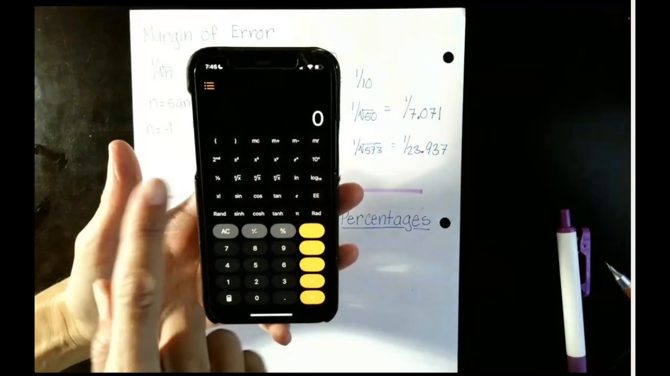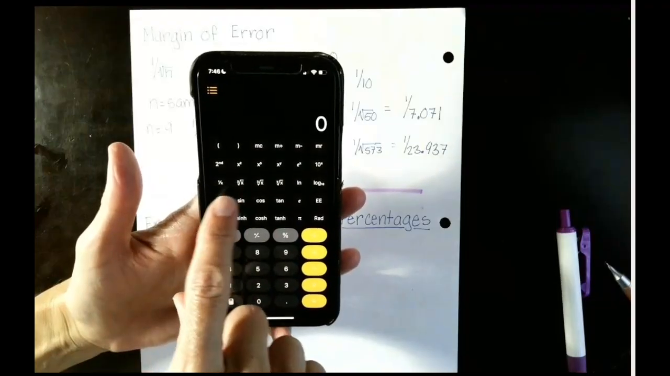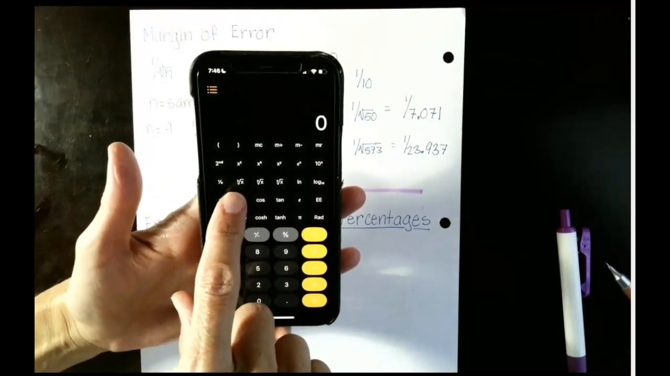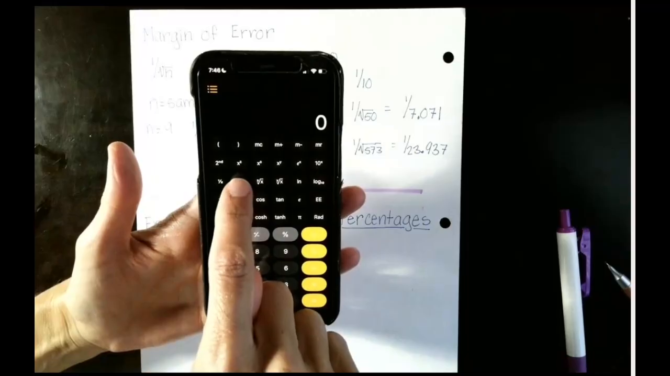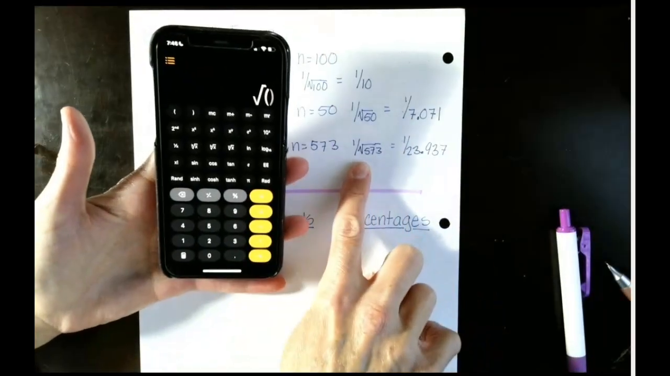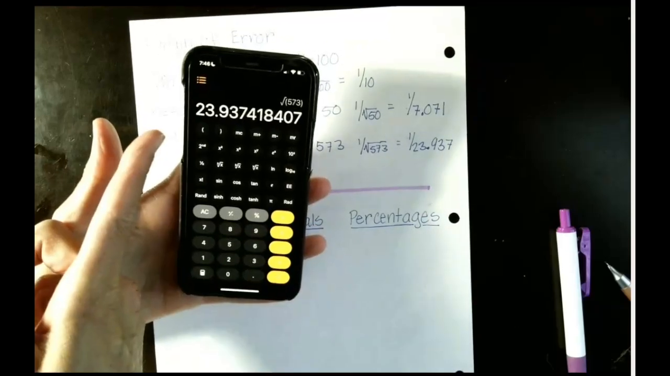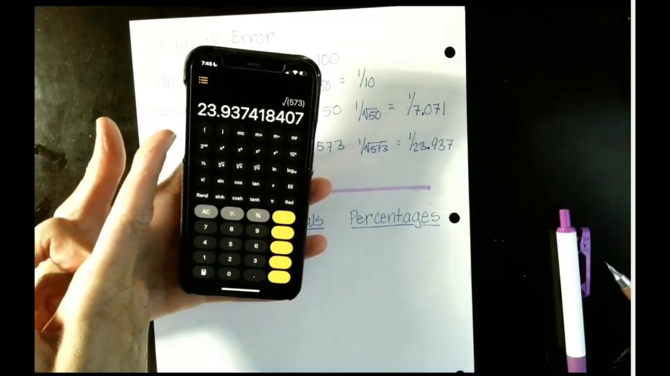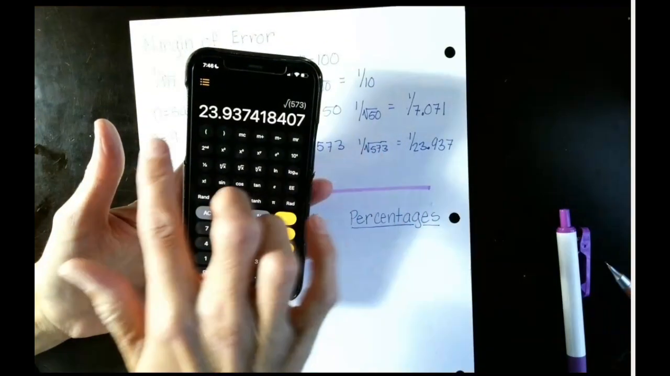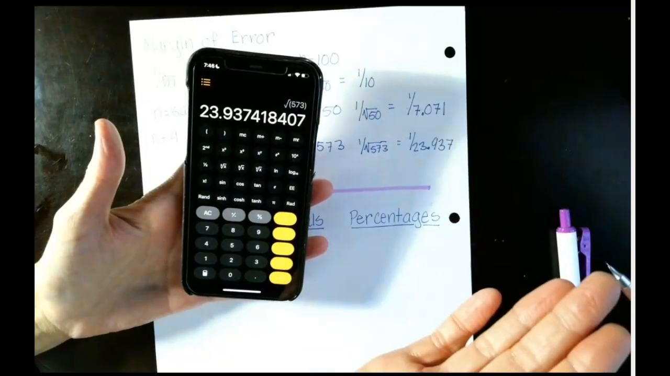If you look at this row right here, you have that square root symbol with the 2 and the x. That's the one that you'll want to use. So if you click that, and then go to that 573, and you put that in, that's where I'm getting that 23.937. So again, it's going to give you a lot of digits to the right.